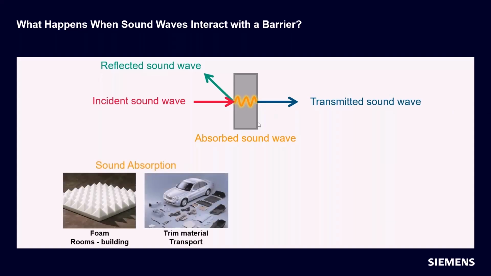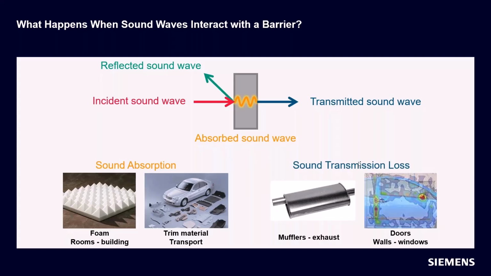This is very important when we think of designing a cab space and maybe putting in some sound absorbing materials, so foams in a room or trim material in a vehicle. And we want to think about sound transmission when we're looking at things like mufflers or doors, walls, windows, or the dashboard of a vehicle, and so on.